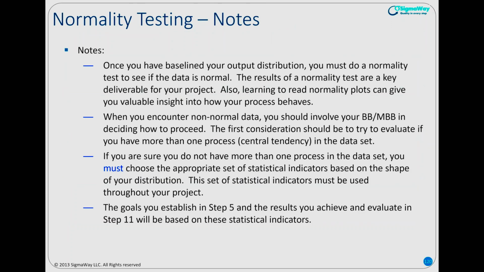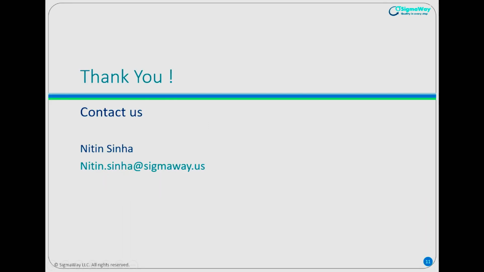Once we have baselined our output distribution, you must do a normality test to see if the data is normal. The results of a normality test are a key deliverable for a project. When you encounter non-normal data, get some guidance from a black belt or master black belt. The first thing you need to check before you classify it as non-normal is whether it is bimodal. If two kinds of data are being mixed, you might try to segregate it and then move forward. If you do not have more than one process in the data set, then based on the guidance, you must choose the appropriate statistical test for non-normal data. There are quite a few available.